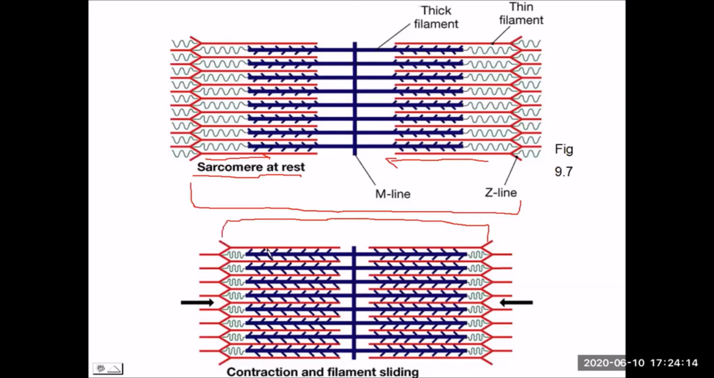However, the length of the myofilaments, thin and thick, remains the same. The I-band area is reduced in size. And you also notice here, the H zone is also reduced in size as well. More actin is moving into the A band, reducing the size of the H zone.